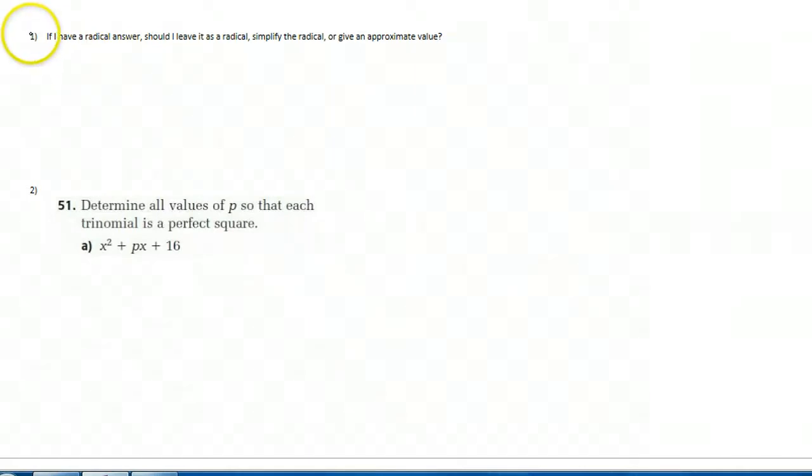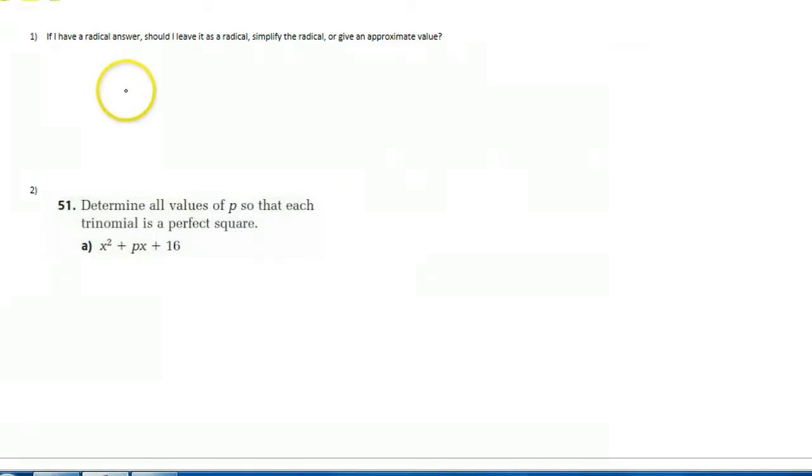So the question from the student was, if I have a radical answer, should I leave it as a radical, simplify the radical, or give an approximate value? Now, if you're in my grade 10 class right now, I really want to stress that we haven't actually covered radicals. So you don't have to understand what one is, or you don't have to know how to change its form. We have actually seen some students use radicals because people learn them, and they're useful.